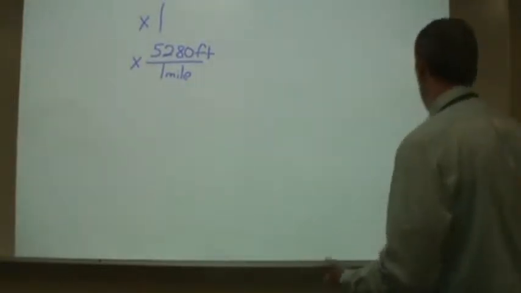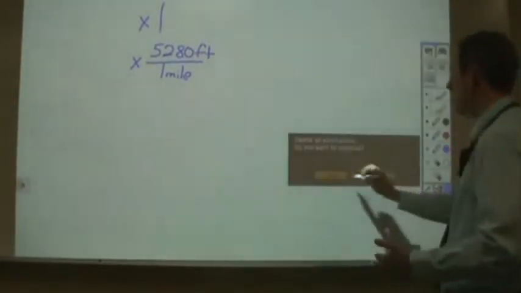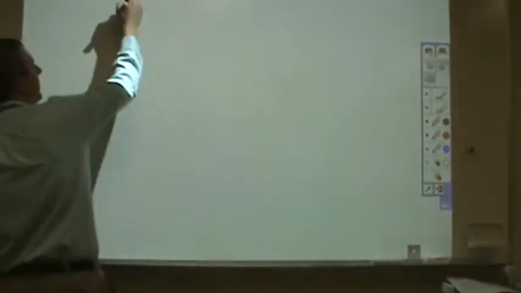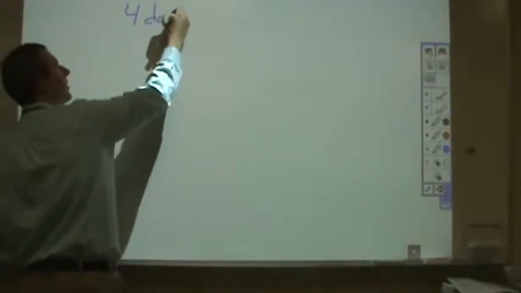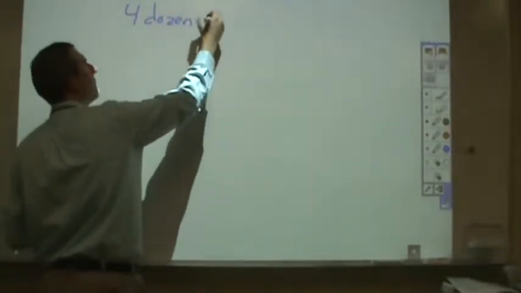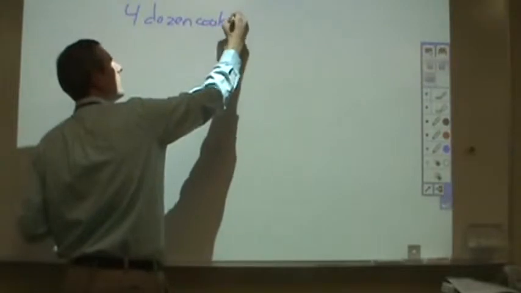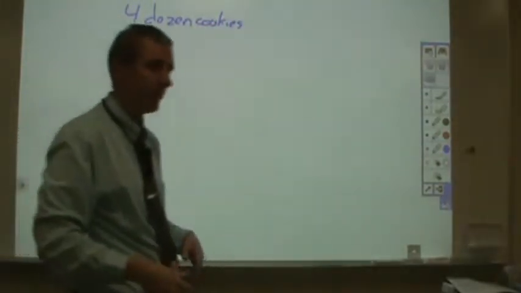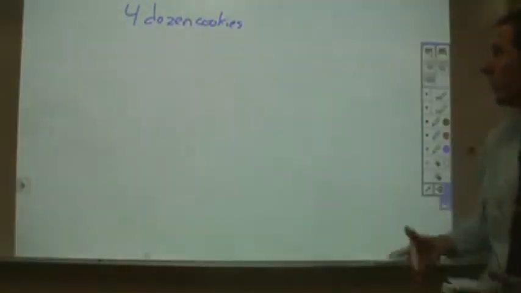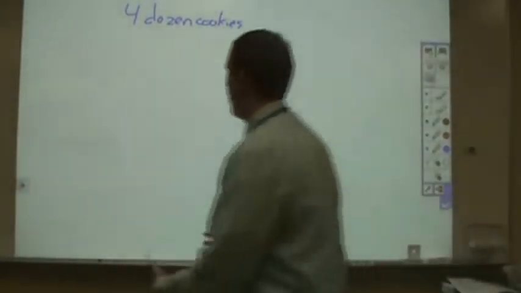So what I want to do is set up a structure that makes this really simple. Let's look at a really simple example. If I told you that I baked 4 dozen cookies, and then I said, well, how many cookies is that? You can probably shout out the answer without me doing anything else. But how do you do that?